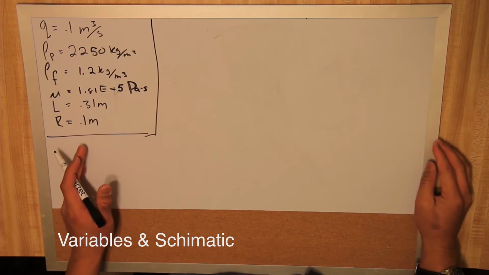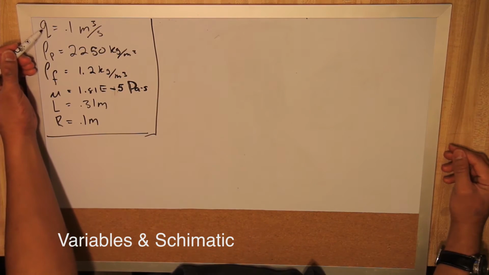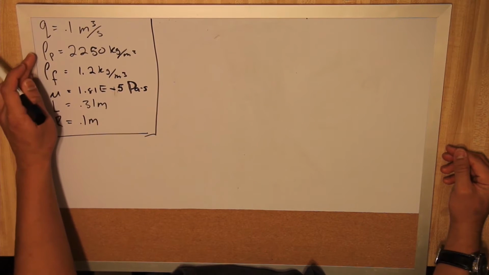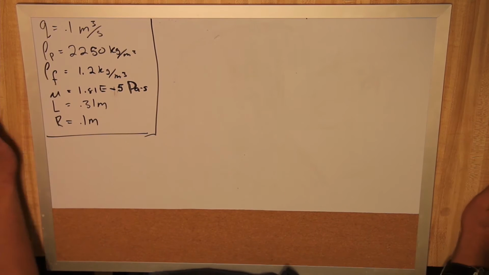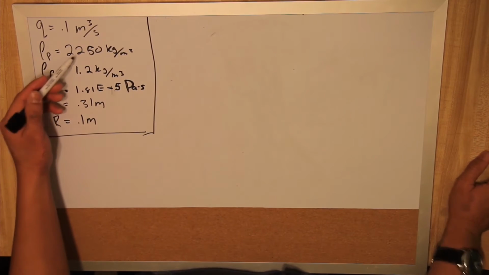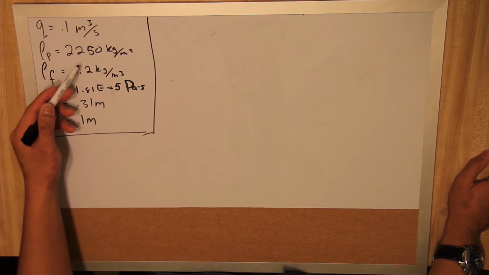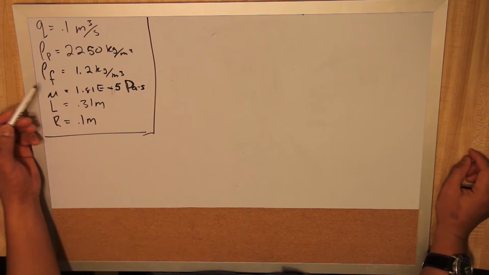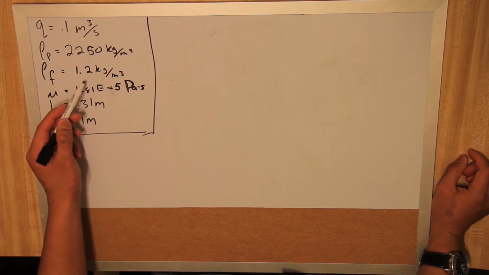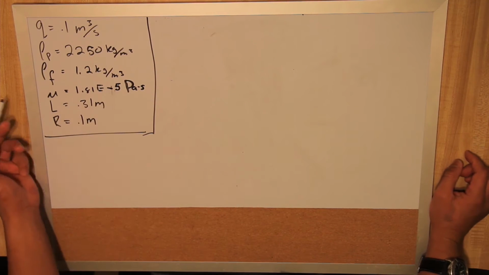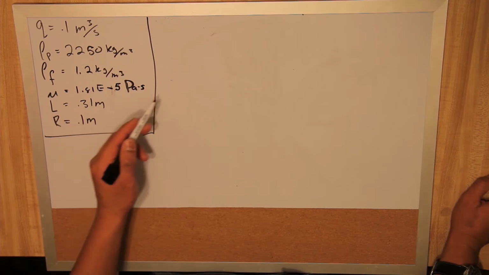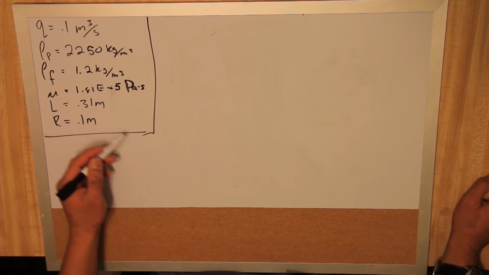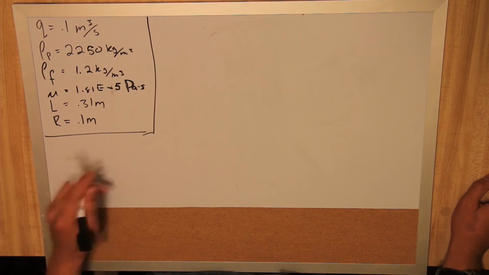To my left, we have given data of Q, which can be defined as the flow rate in meters cubed per second. Rho of P, which is the density of the particle, which for activated carbon is 2,250 kilograms per meter cubed. We have the density of the fluid, which is given in kilograms per meter cubed as well. We have the viscosity of the fluid, which is air. We have a given length, an estimated length of the cyclone, and the radius of the cyclone.